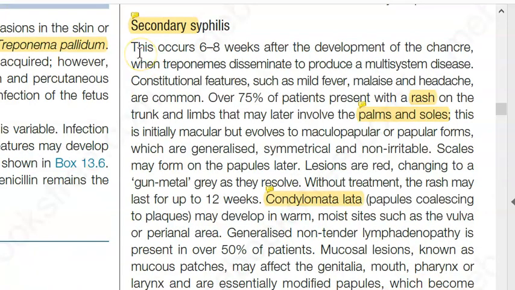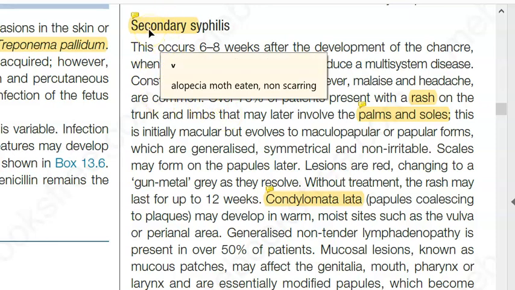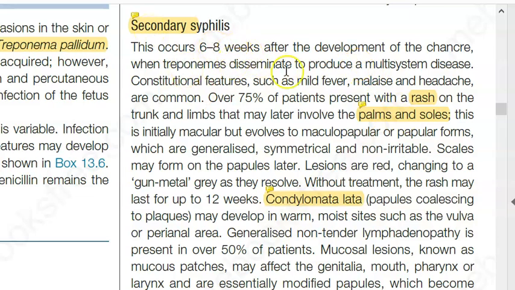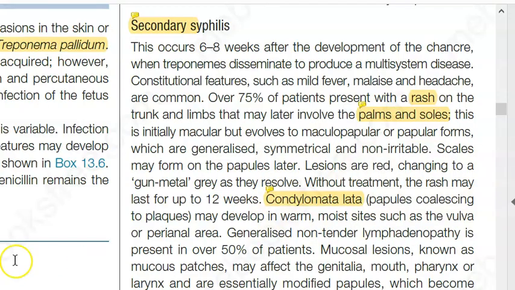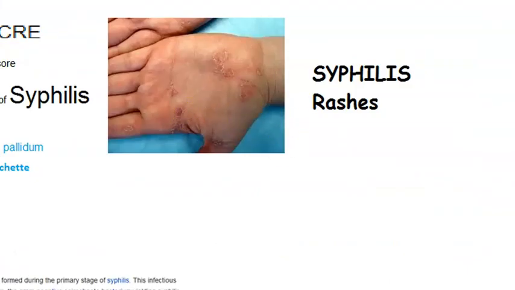Now what happened? That guy got some problem. Now that problem is gone by itself. But what happens? He has not taken any treatment. Secondary syphilis will occur. So what will happen? Here there will be rash, palms, soles. Right, we showed you that photo of palms and soles. So basically here they are saying that there is some Buschke-Ollendorff sign. So basically there will be deep dermal tenderness when you press the lesion with a pinhead. So that is what they are saying is the Buschke-Ollendorff sign. So do you remember that photo? Palms and soles they are showing, okay.